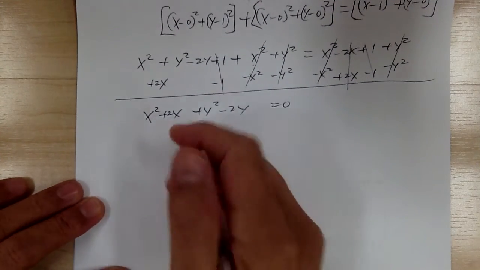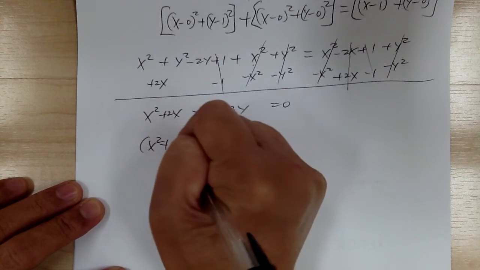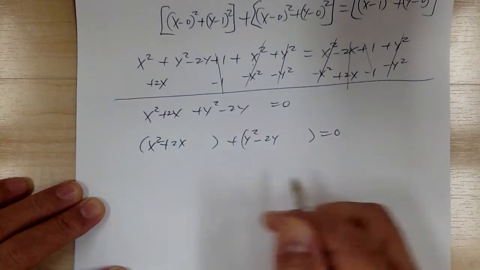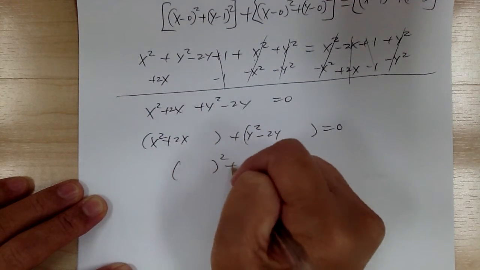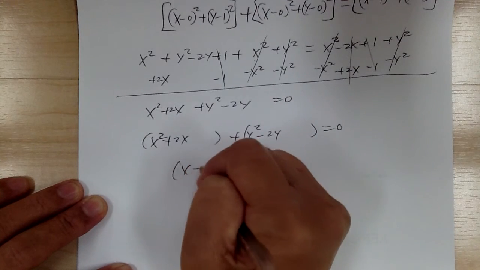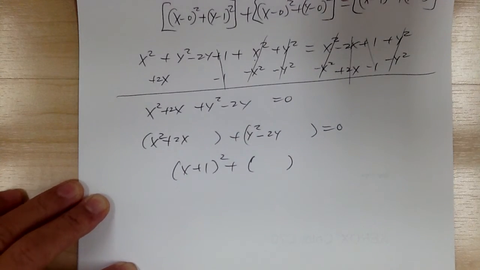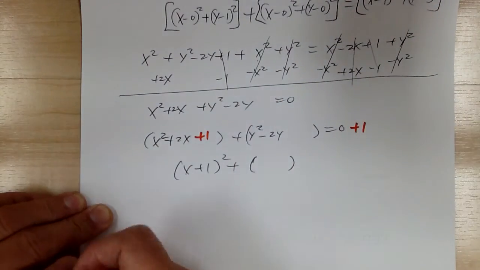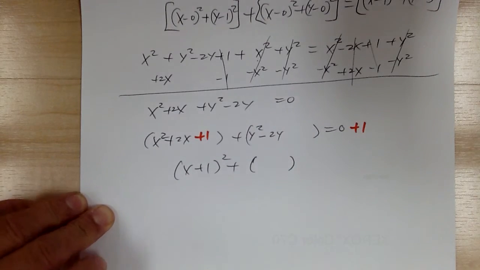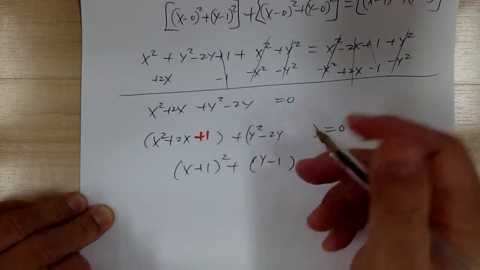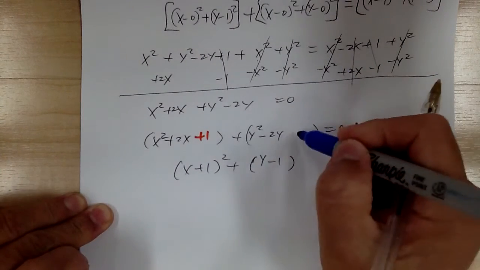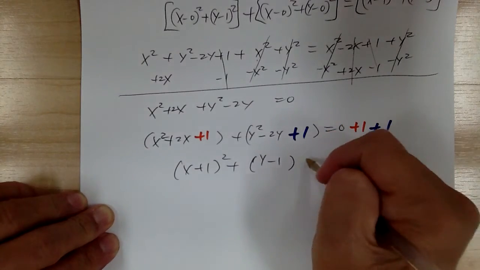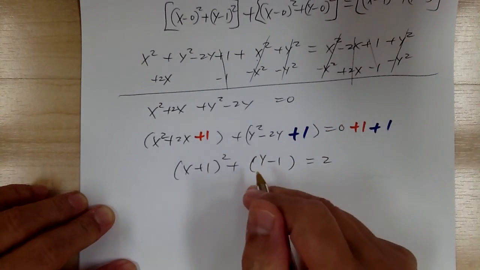So I'm going to complete the square. x squared plus 2x plus y squared minus 2y equal to 0. From here I can get the template ready. So I get x plus 1, and I need to add 1 over here. And for this one I need to get y minus 1, so I need to add 1 also. So this will equal 2. So this is a circle.